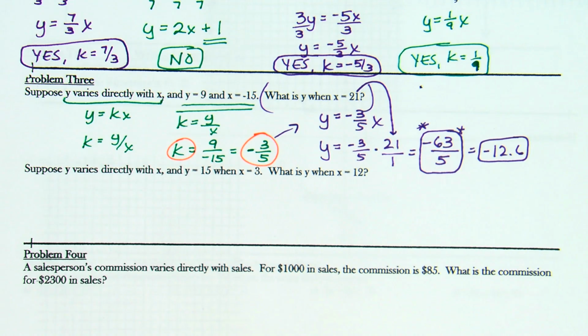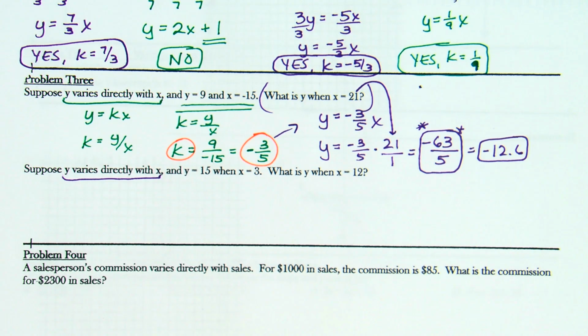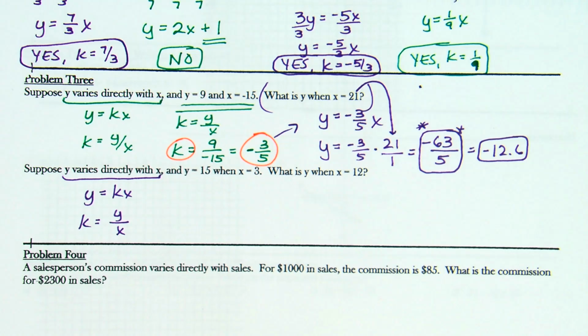I asked you while I was getting attendance to try the second example in problem 3. So maybe you've had a little bit of luck and tried it. Notice it says, suppose y varies directly with x. What equations does that tell me I can use? What are my direct variation equations? The 2 I used on the last question, the 2 listed at the top of the page. So we can use y equals kx and k equals y over x.